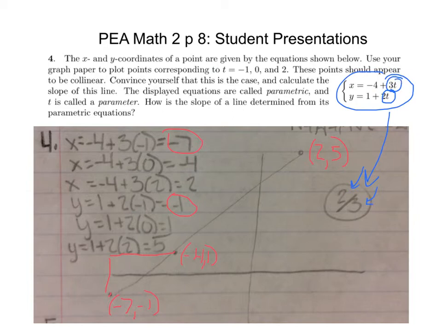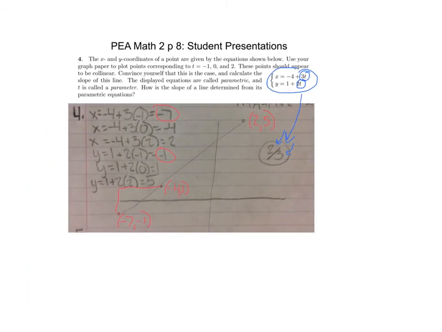So let's just double check that you're understanding here. If I had parametric equations that look like this, x equals 4t minus 3, and y equals 7t plus 8, if you graph those, what's the slope of that line?